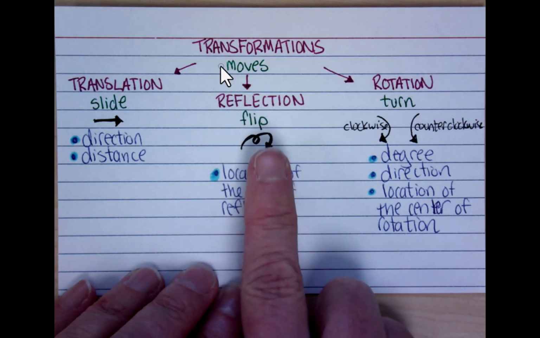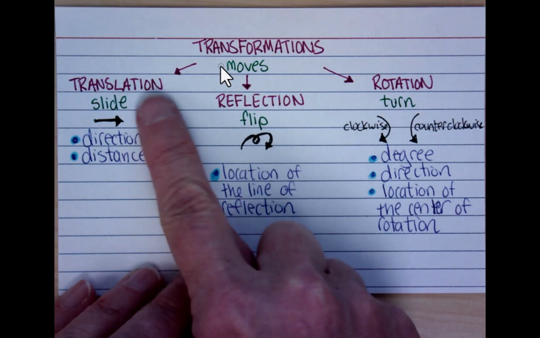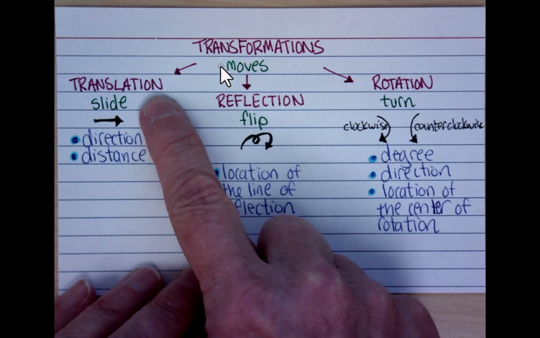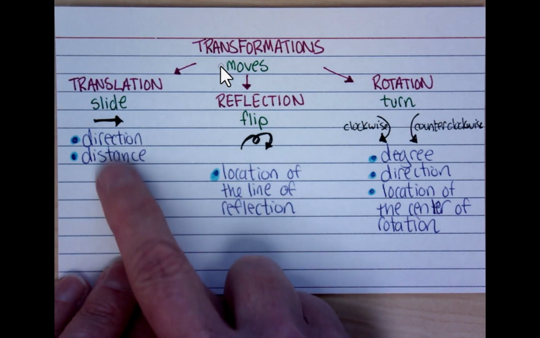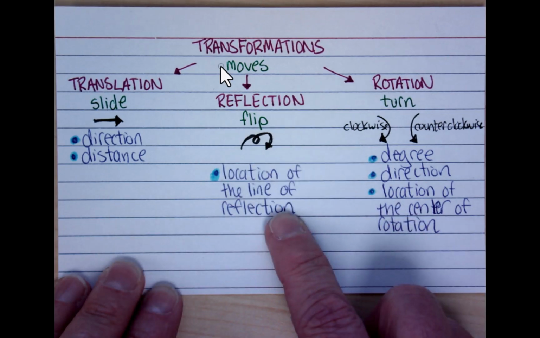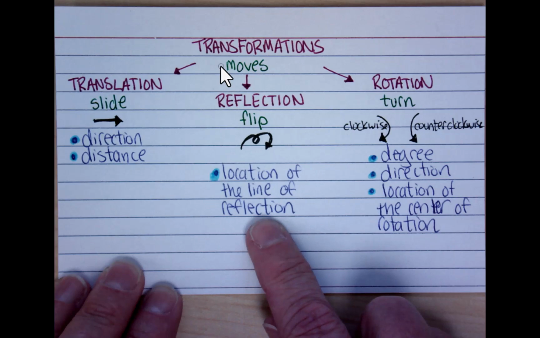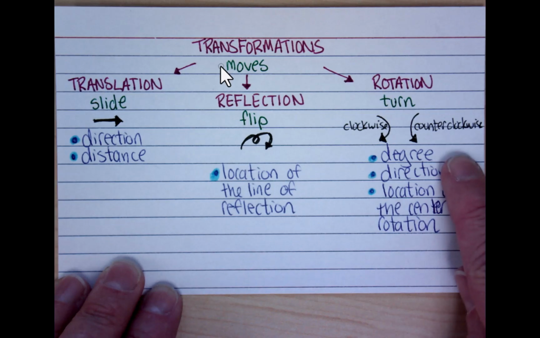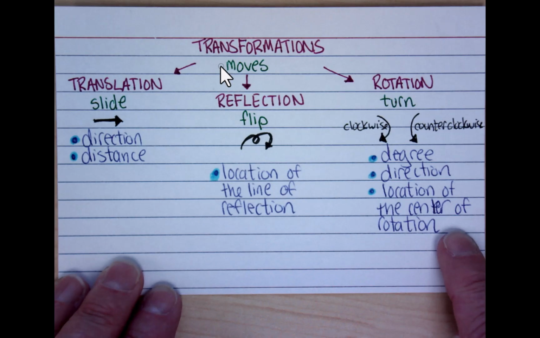So we've talked about a number of kinds of transformations: translations, reflections, and rotations. And if I'm describing a translation, there's specific things I have to include. Same with these other kinds of transformations. A reflection, I have to include the location of that line of reflection. And for a rotation, I have to include these three details: the degree of the rotation, the direction of the rotation, and where the center of rotation is.